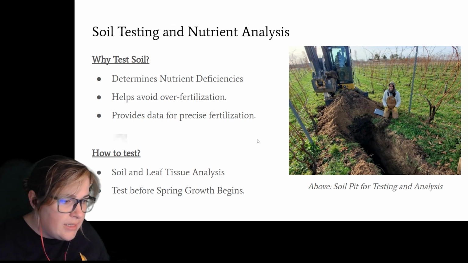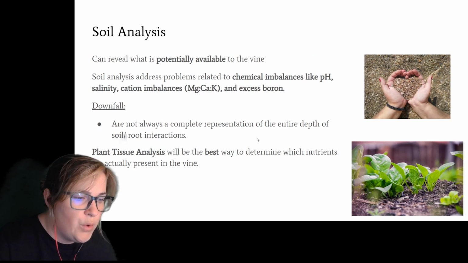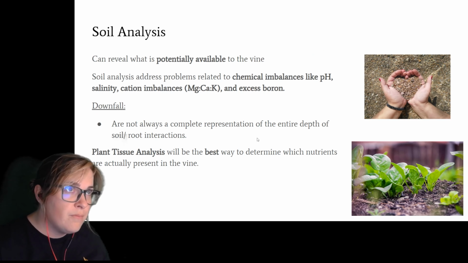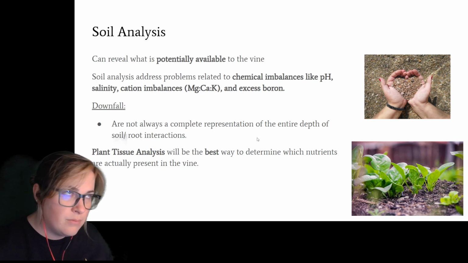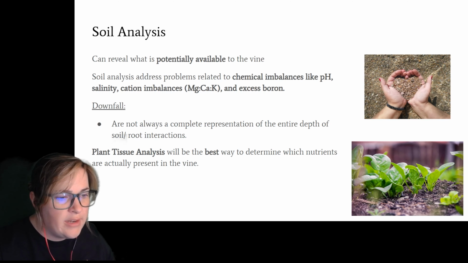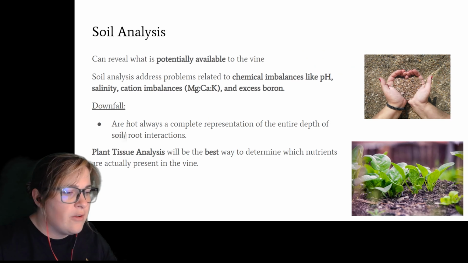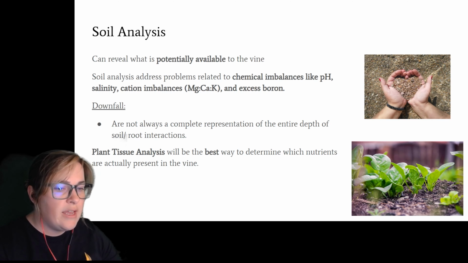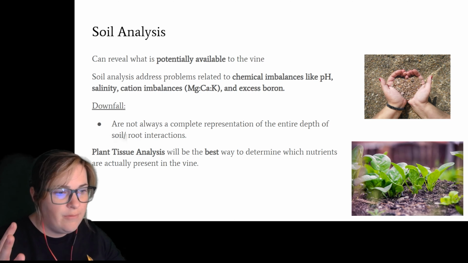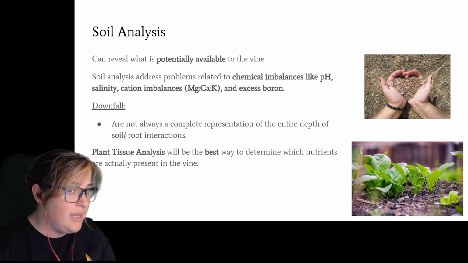Okay, soil testing. The big thing I want you guys to know for soil testing is what its downfall is. We've emphasized this a lot in the presentation and in the class, where soil analysis is great and everyone should do it. Everyone should dig pits and know what the layers are, but the downfall of soil analysis is that it's not always a complete representation of the interactions between the plant and the soil. So just because your soil might have the perfect balance of nutrients doesn't mean that the vine is actually taking that up, right?